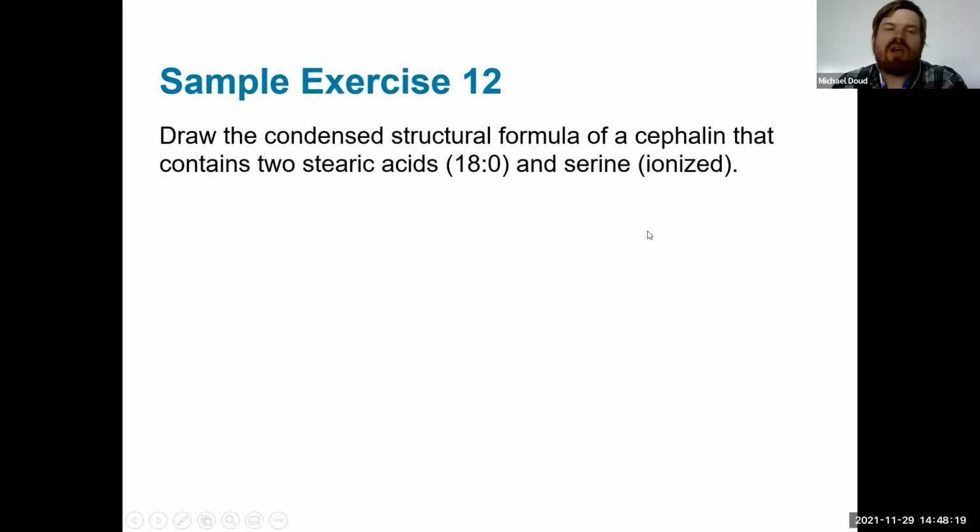Okay, so now given all of that, can you draw me the condensed structural formula of cephalin that contains 2 stearic acids, and you don't need to memorize it. There's 18 carbons in the fatty acids of stearic acids and zero pi bonds. So there's no alkenes to worry about. And serine, of course, in the ionized form, as again, a glycerophospholipid cephalin.